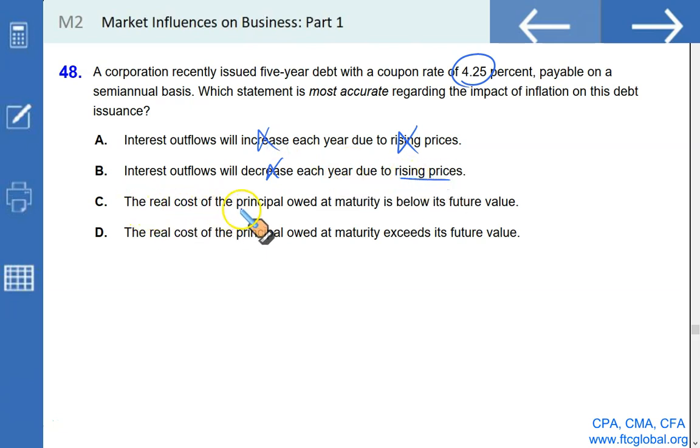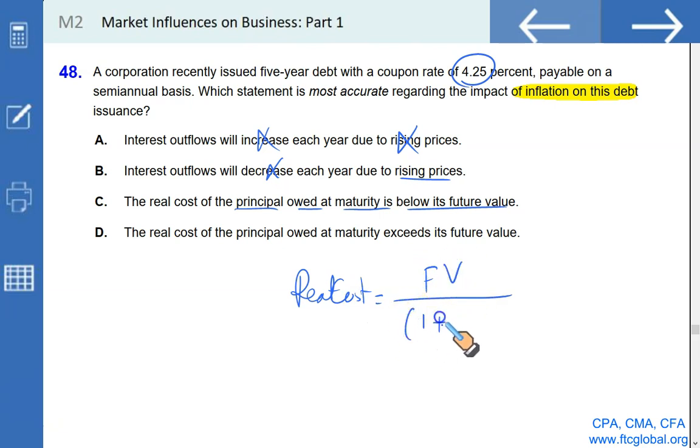The real cost of principal owed at maturity is below its future value. This is absolutely right, because the real cost is equal to the future value upon (1 plus inflation rate) raised to the power n, the number of periods for maturity. So if you plug in a higher inflation rate, the real cost would be lower. So that makes C the correct option.